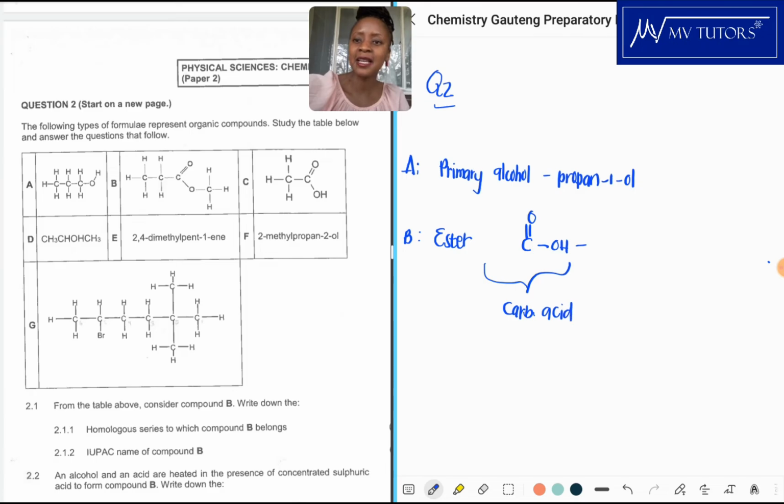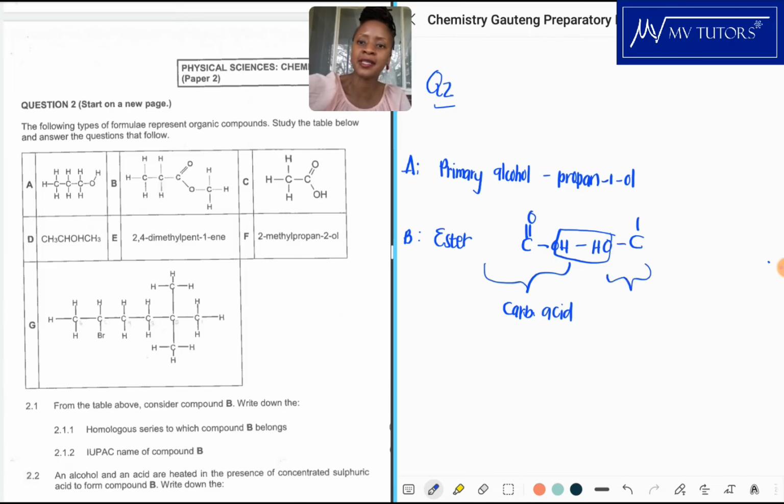Carboxylic acid. On the other side, you would have your alcohol, so OH, something like that. In the middle, you would have H2O that you would take out. So you have the coming together of a carboxylic acid and an alcohol, and once an ester forms, water is also a product. So if we take H2O out, it becomes an ester.